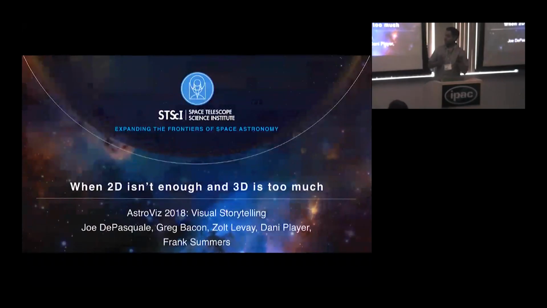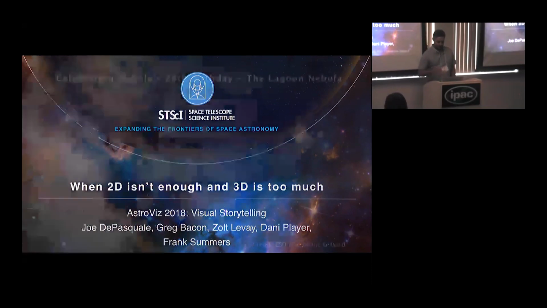Okay, so I actually would like to revise my title to "When 2D is great, but 3D requires more time, effort, resources, and complexity than you have time for." Of course, the images we get from these telescopes are amazing in their own right, but as any good astrophysicist, we want to tell a story that goes along with it, and we're always looking for ways to engage the audience in new ways and help tell the story even better.